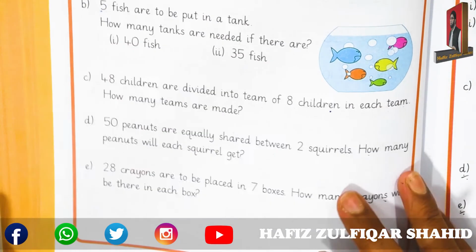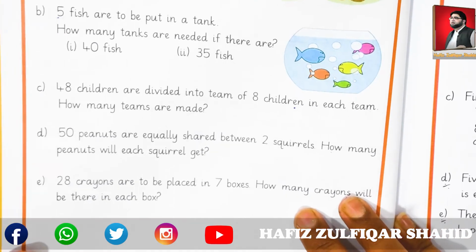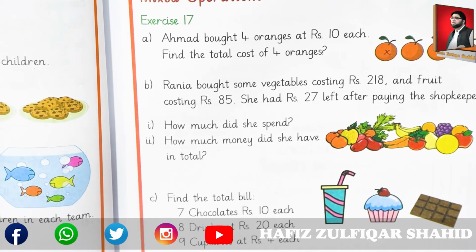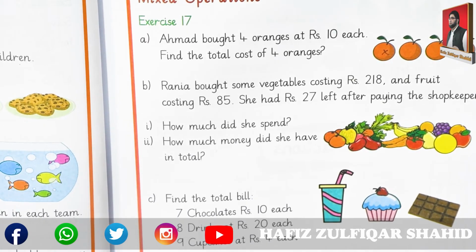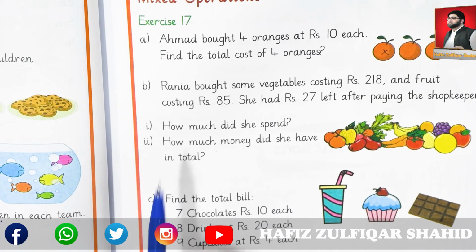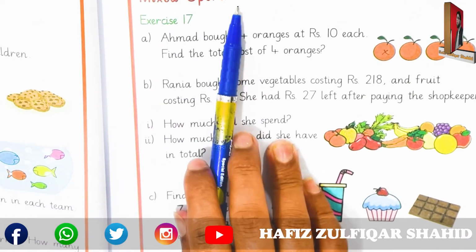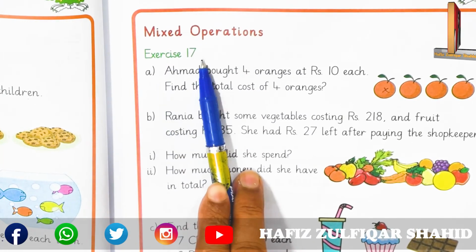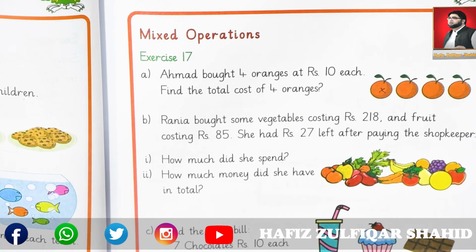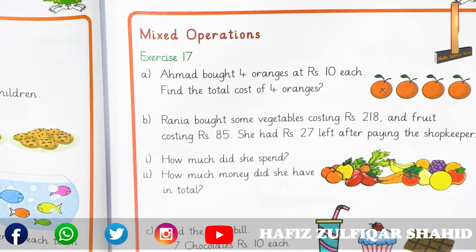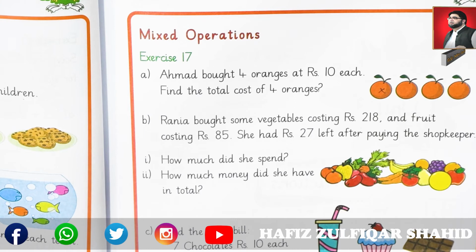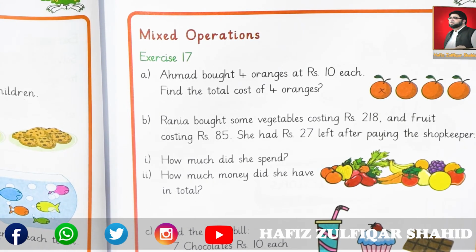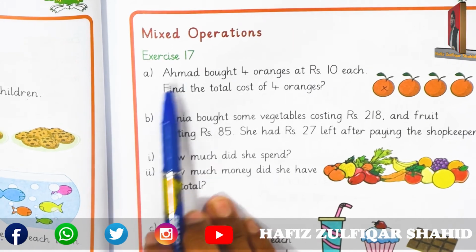Students, we have completed our exercise 16. Now it's time to move to the next page, page number 44, and now we have the topic mixed operations. In exercise 17, we have to do mixed operations. It may be divide or maybe we have to multiply to get our answer. Let's read the first, A question statement.